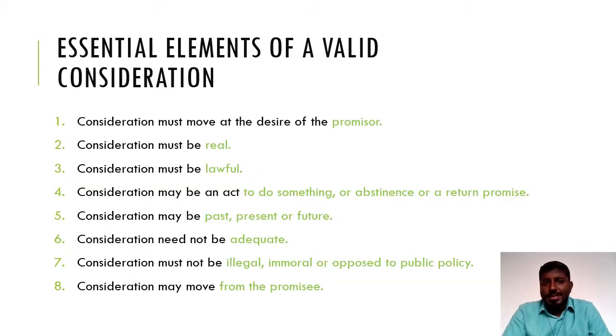So next we will see the essential elements of a valid consideration. So what are the elements that are required in a valid consideration? So first is consideration must move at the desire of the promiser. So as we discussed in the previous slide, consideration must always move at the desire of the promiser, not at the condition or the desire of the promisee. Okay, so if a promisee demands anything in return, that would be called a counter offer. So here consideration must always move at the desire of the promiser only.